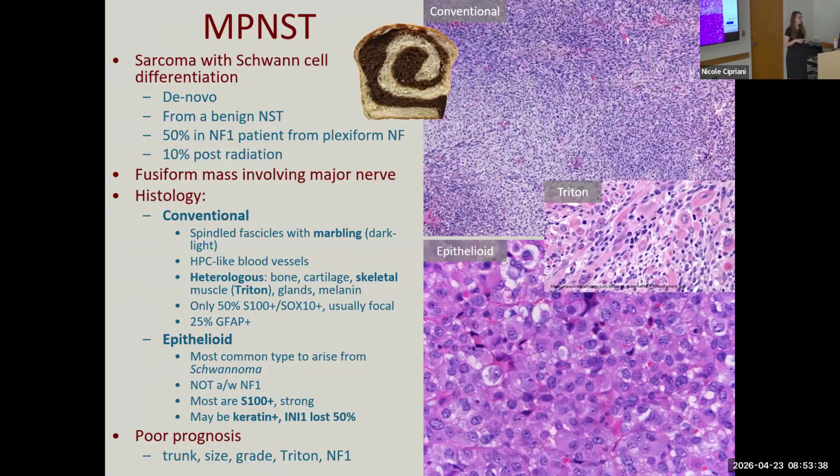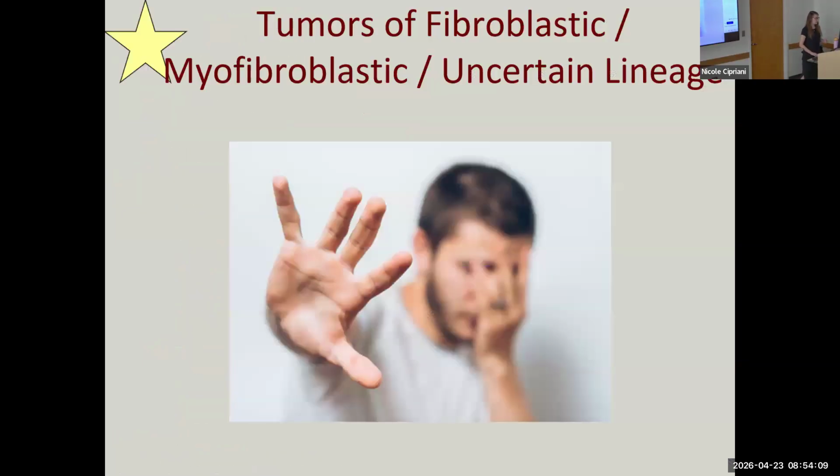MPNST can arise, right, from a plexiform neurofibroma in an NF1 patient or be sporadic de novo, usually arising on or from a nerve. The problem is these don't often have S100 or SOX10, so you're relying on the morphology with this marbling appearance or the epithelioid appearance, or if you're lucky and you get skeletal muscle differentiation in an MPNST, you get a Triton tumor. You are relying on the fact that this is either in a syndrome or is associated on, with, or near a nerve clinically. Okay. And last bucket of fibroblastic, myofibroblastic tumors.